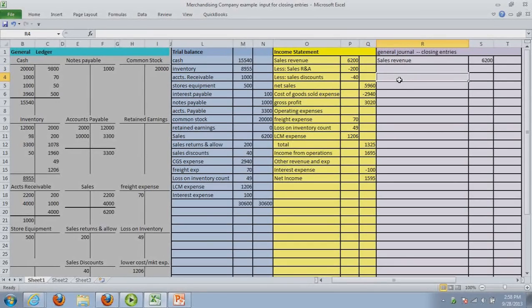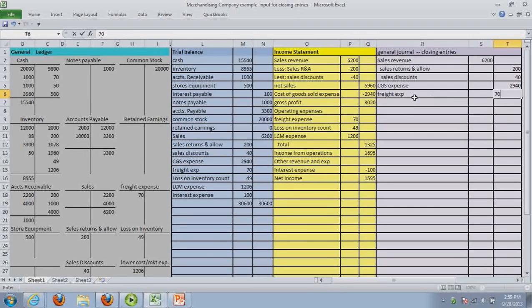And then we can look at the contra revenues. They are very similar to expenses. They have debit balances, so to get rid of those, and you do want to close out contra revenues, you want to take the accounts and credit them. So we have 200 for sales returns and allowances. We have only 40 for sales discount, so those are credited. And then each individual expense account would also be credited, because you're doing, again, the opposite. So $29.40 for cost of goods sold.